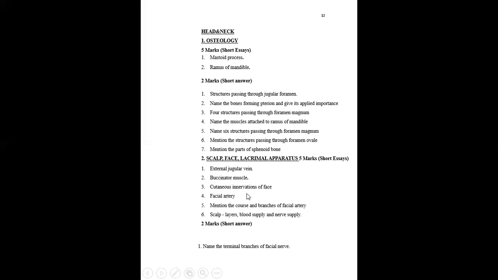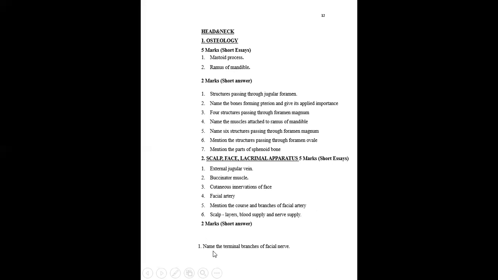And the question, whatever I'm saying, it may be from other region, but I'm remembering this question. That's why I'm saying this now. Maxillary artery can be asked. Mention the course and branches of facial artery. So branches of external carotid artery can also be asked. Now scalp, layers, blood supply, nerve supply. Now muscles of the face also can be asked. Okay, that is also another question.